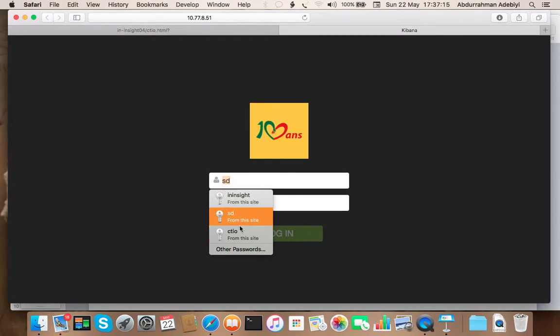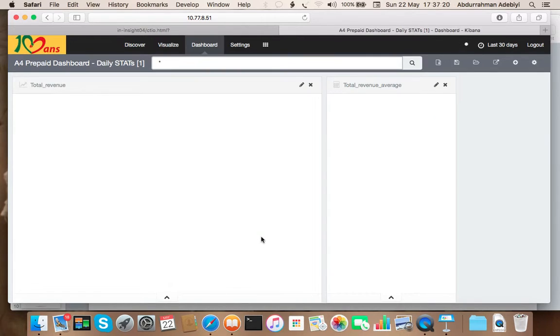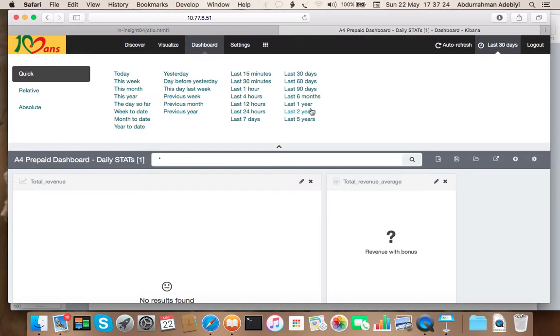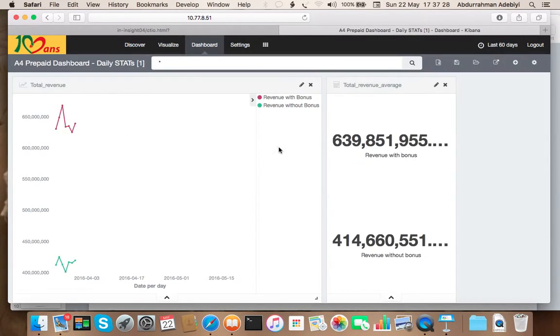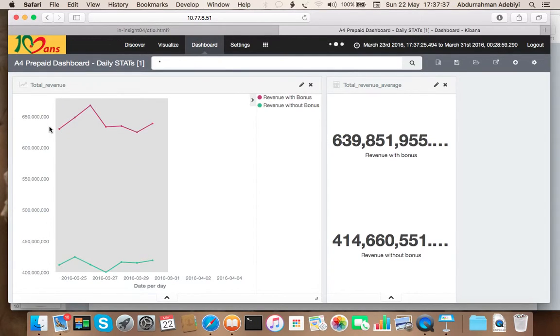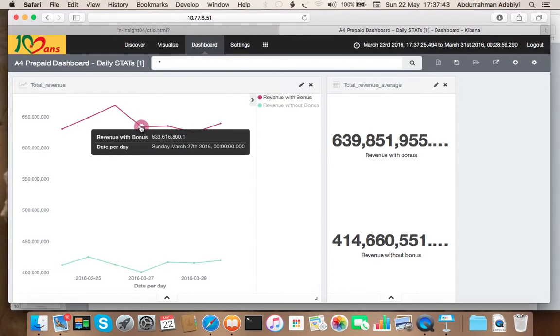Once again, we log in as a CTIO this time around. We don't have records for the last 30 days, so we check the last 60 days, and we got records. It's not real time, so we need to check this. We zoom in, and there was a spike here on March 26th, and then it came back down.